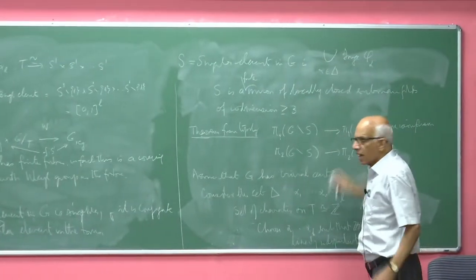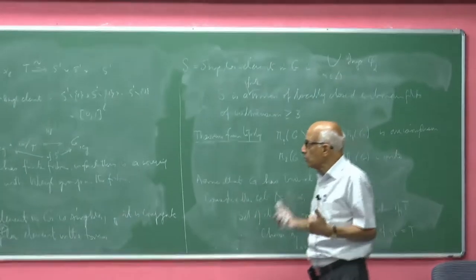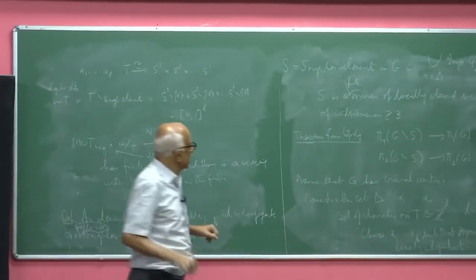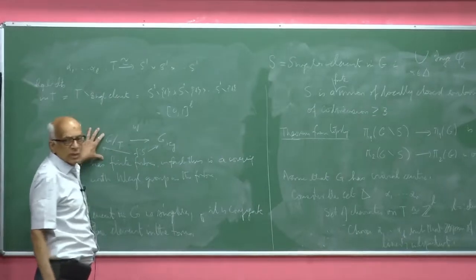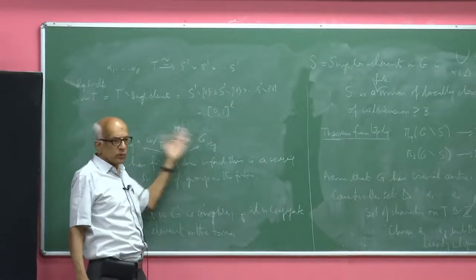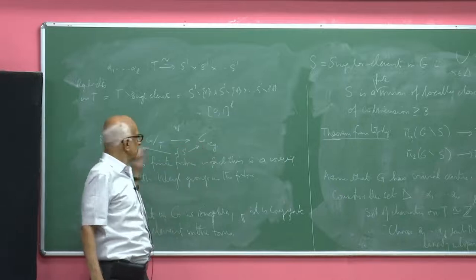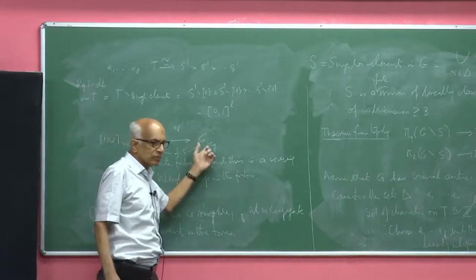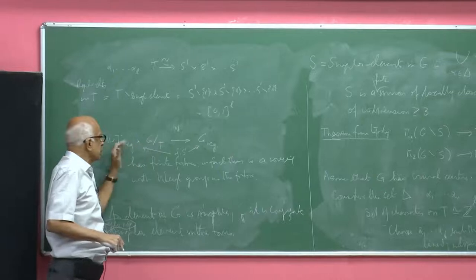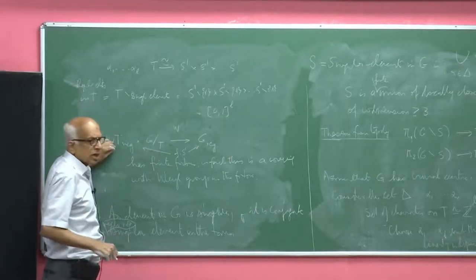Next, what about pi 2? A similar argument tells you that pi 2 of G is 0, because pi 2 of this is 0. Pi 2 of G regular therefore is 0. It's a covering, so pi 2 of the two are the same. Pi 2 of this is 0, therefore pi 2 of this is 0. Okay, not quite 0, sorry. Pi 2 of this is not 0, but here you can contract it to 0.